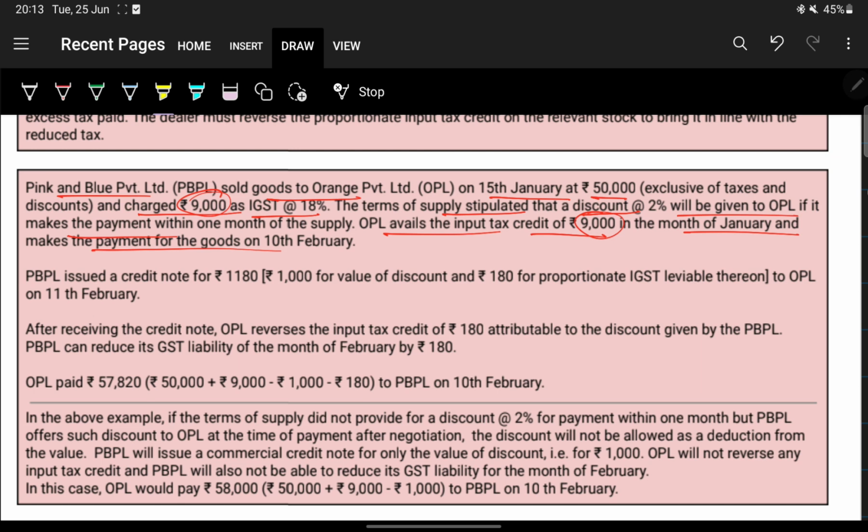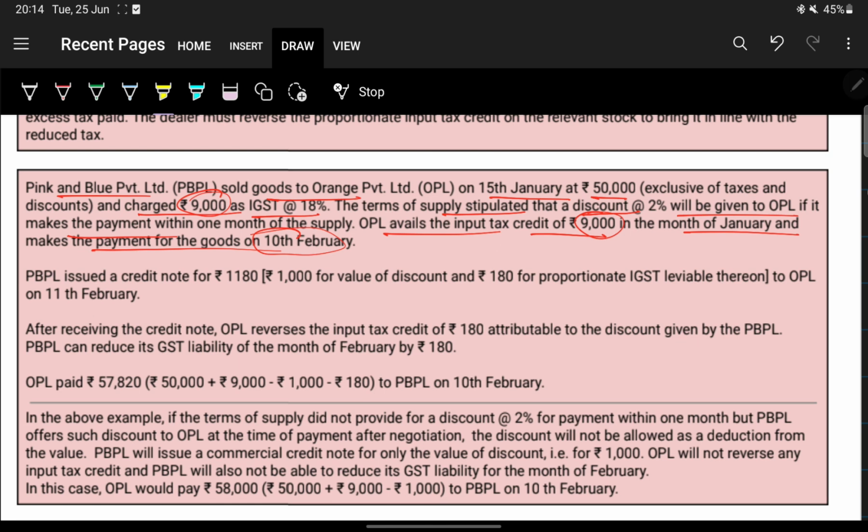Now what you have to see is whether the payment was made within time. Was it made within time? So 15 January plus 1 month, so within 15th Feb. Is it made within 15th Feb? Yeah, it is made within 15th Feb. So no problem.